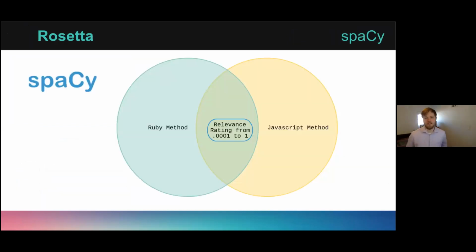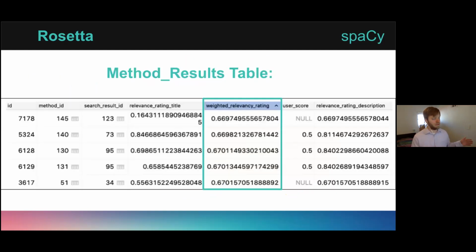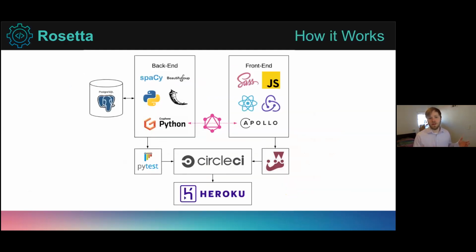And once we had the methods table populated, we used a natural language processing library called spaCy to compare a Ruby method with a JavaScript method. It came up with a relevancy rating of 0.001 to 1, which was then piped into our method results table. Once this table was populated with all of our comparisons of each method, we then piped this into our Flask web server, which is powered by Python as well.